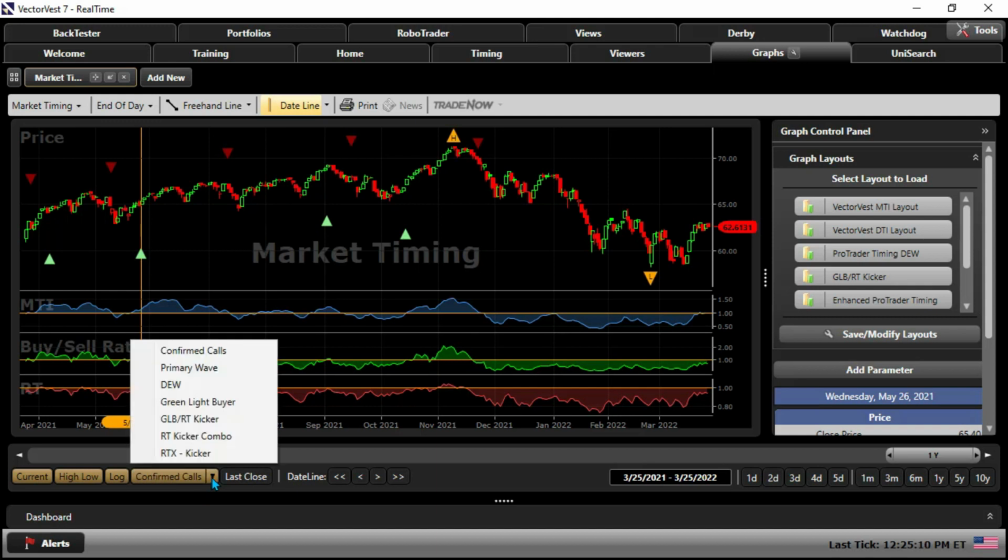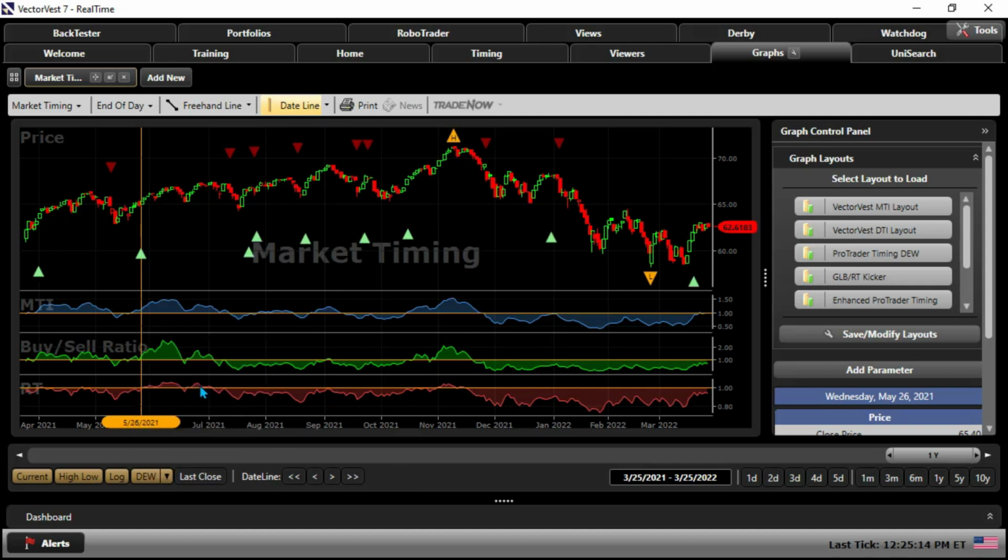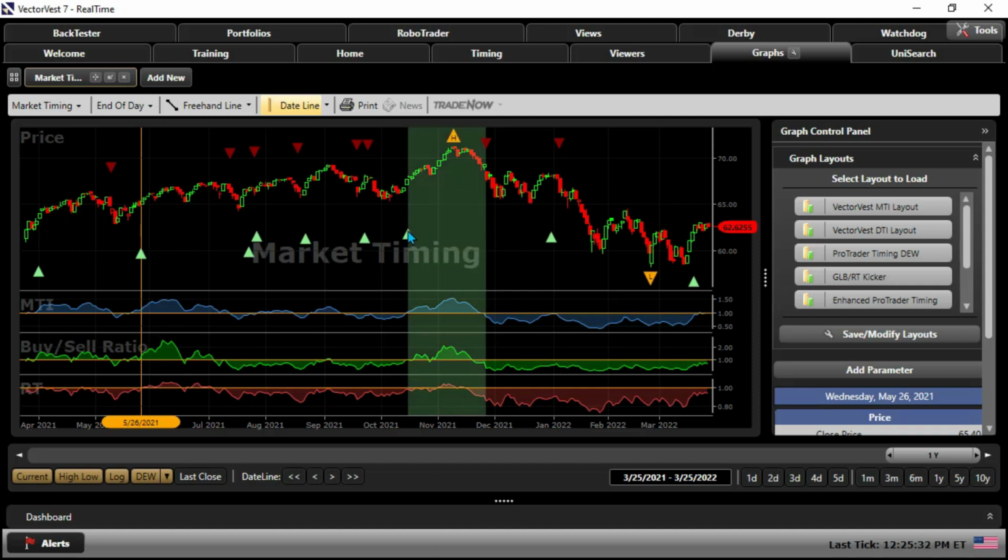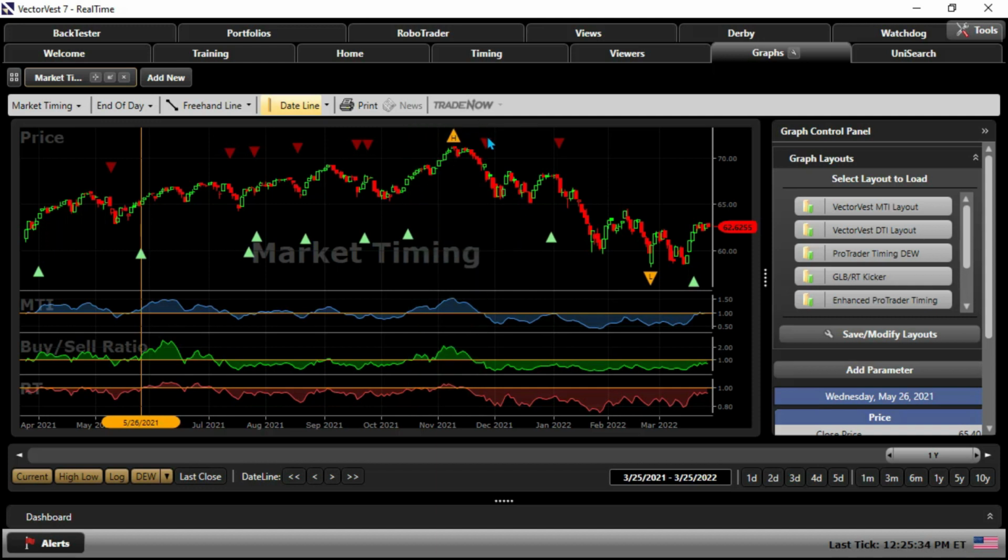Let's move from the confirmed calls. Let's speed it up a little bit. Let's go to the DEW. This is our technical timing signal. It will generate more calls, and with it, you will be more susceptible to whipsaws in the market. Now, we talk about these calls every night in our daily color guard report, so you can get more information. I'm just going through what the calls look like and how to know when to buy and when to get out of your positions. Let's speed this up once again.